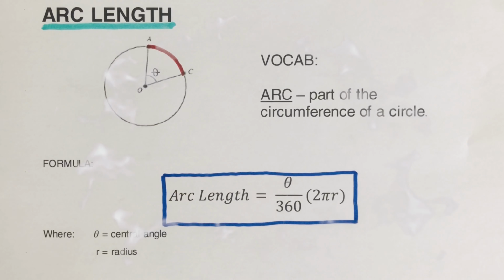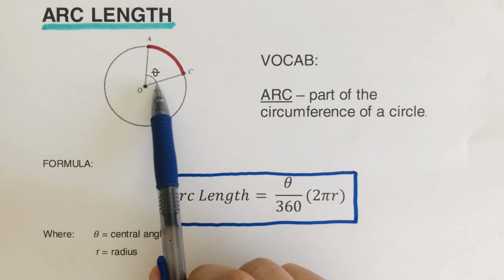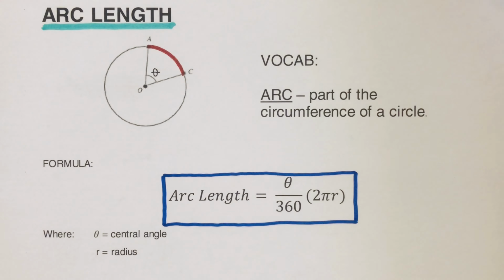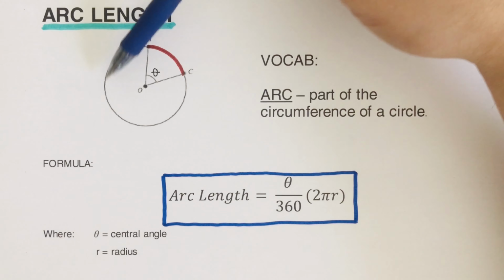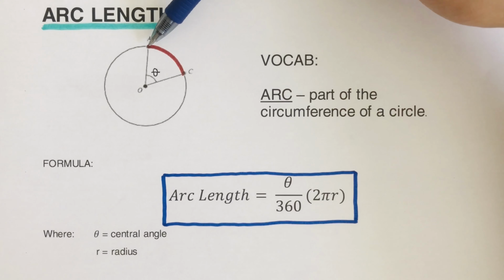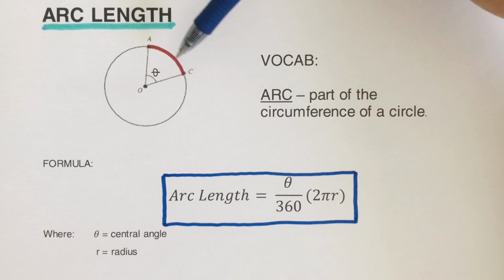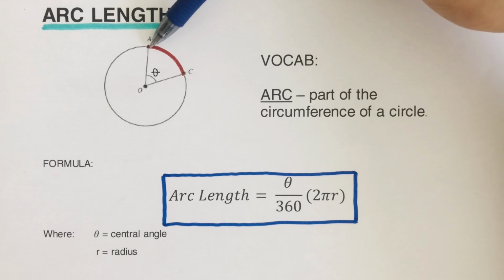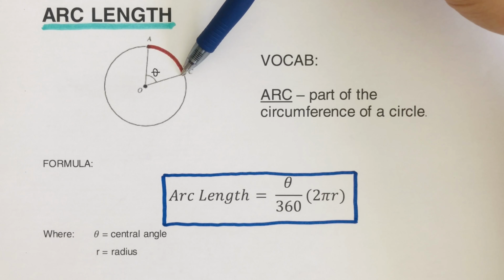Everyone, in this video we are going to determine the length of an arc given the central angle and radius r. So in this picture that we have here, I have this red colored portion of the circumference of a circle. This is considered an arc. So it's just a portion of the whole circle.